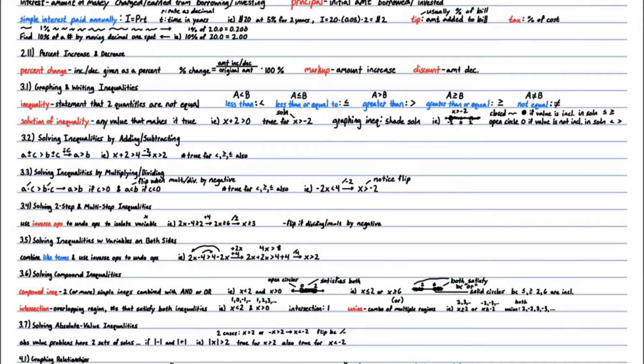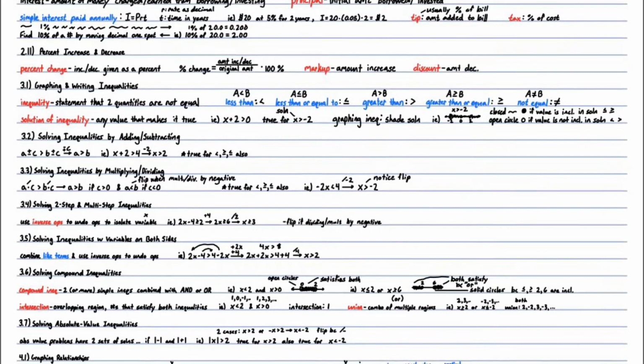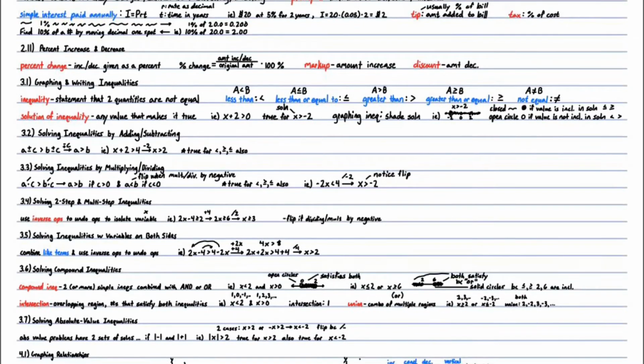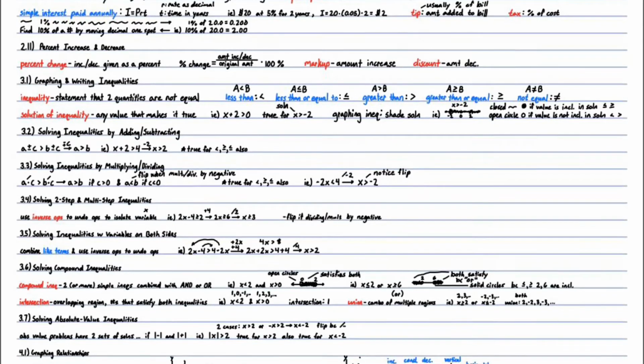Graphing and writing inequalities. An inequality is a statement that two quantities are not equal, either less than or equal to, greater than or equal to, and not equal. Solution of inequality is any value that makes it true. To graph inequality, shade the solutions. Open circle on endpoint if endpoint value is not included in solution. Closed circle if value is included in solution, i.e., for less than or equal to. The equal to includes the endpoint in the solution.